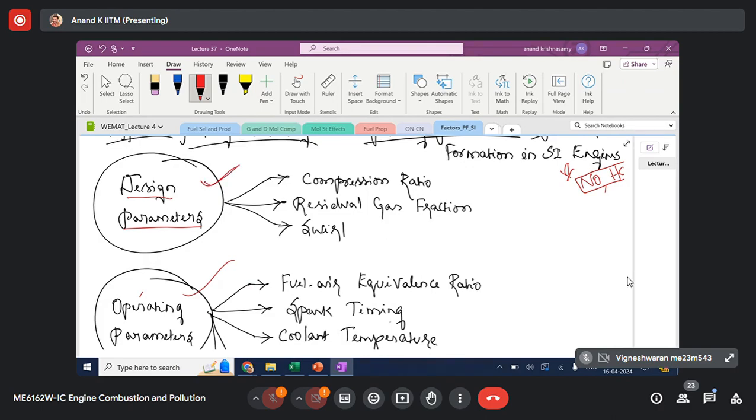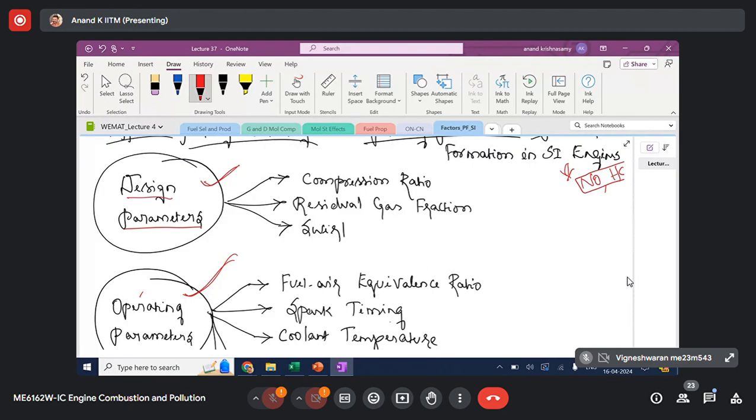So this design variables needs to be optimized at the time of designing or before you launch the engine into the market. Okay. So this is at the design stage, and the second variable you can optimize at any point of time. When the engine is running, you can vary this variable so that you can have a control over the pollutants, these three pollutants.